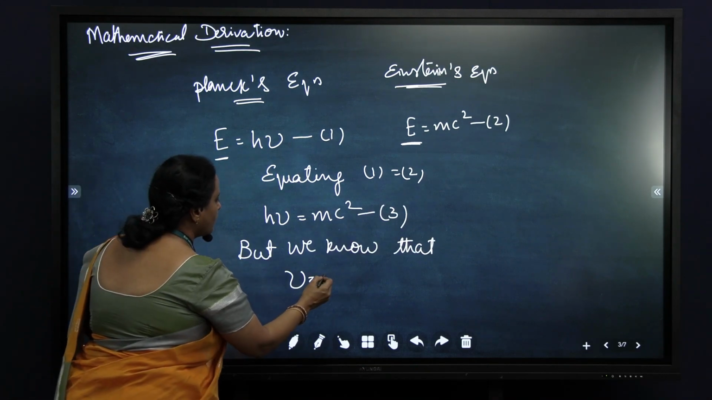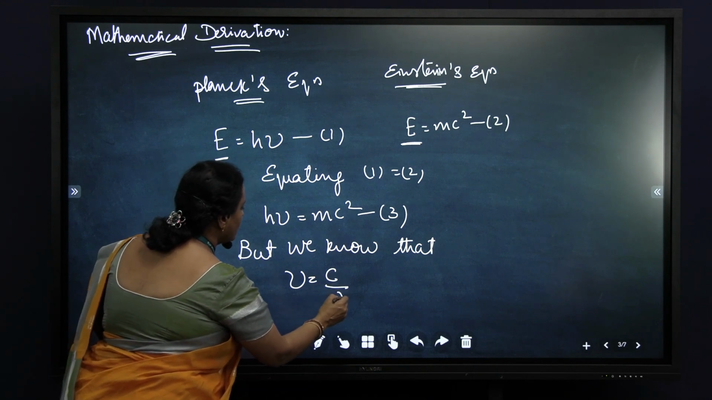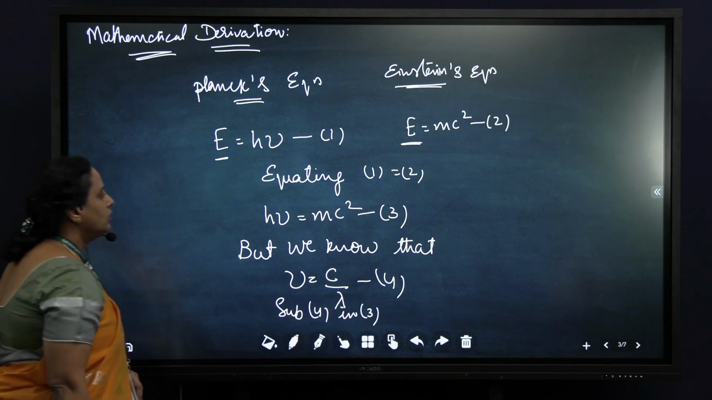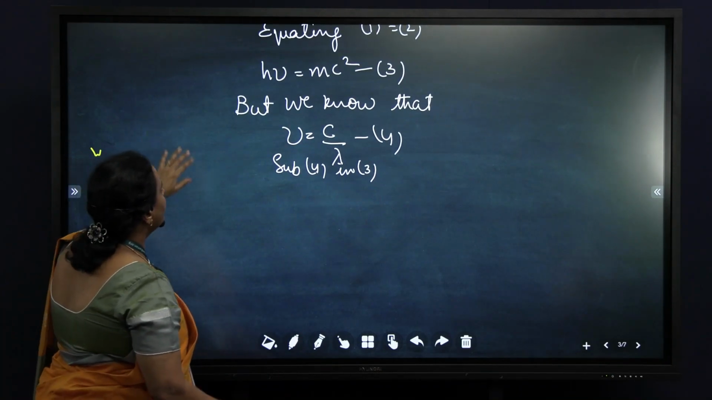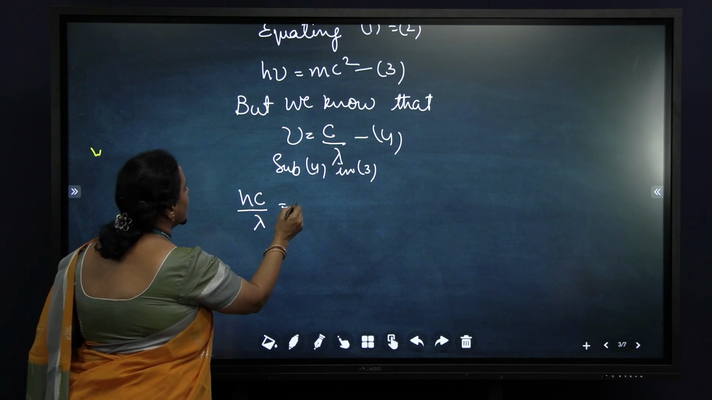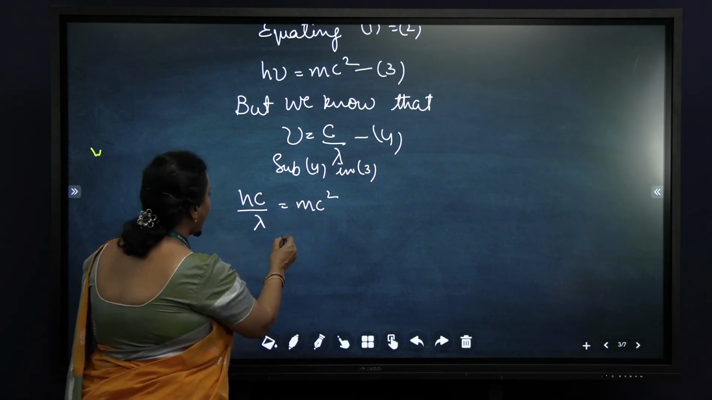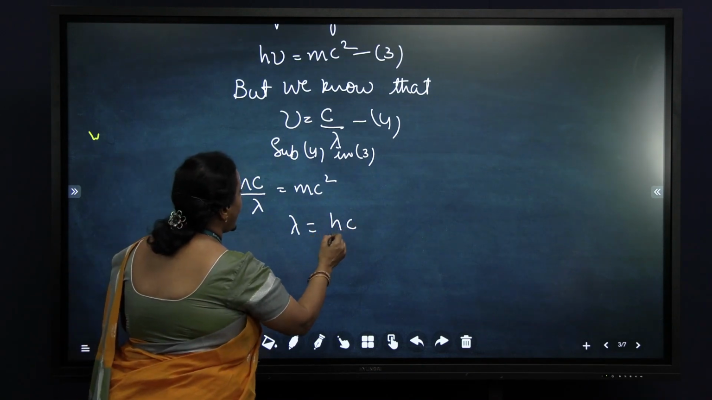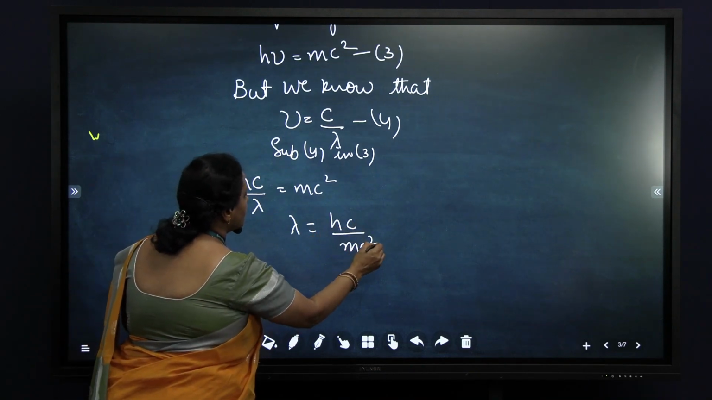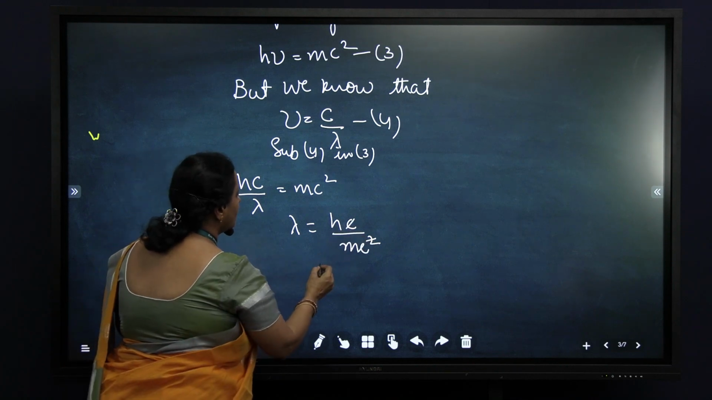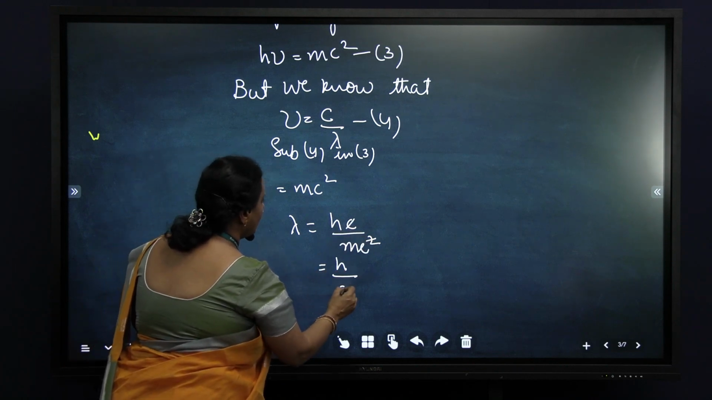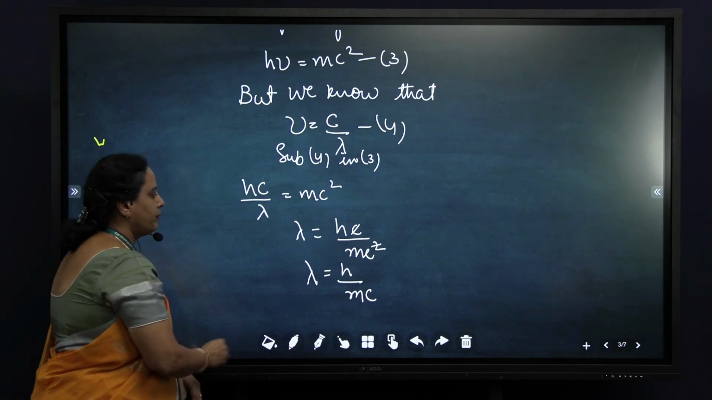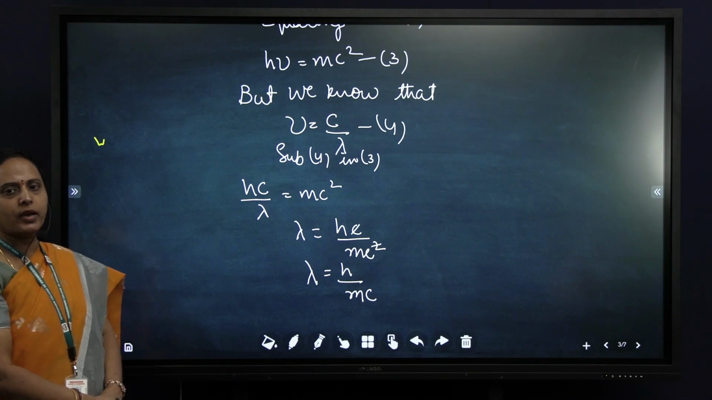What is nu? Nu is the frequency, which is given by c by lambda. Make it expression number 4. Substituting 4 in 3, it comes out to be hc by lambda equals mc square. The same can be written as lambda equals hc by mc square. So c and c get cancelled out, and the remaining terms are lambda equals h by mc.